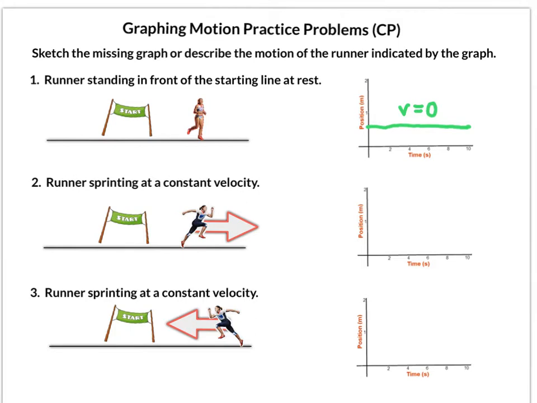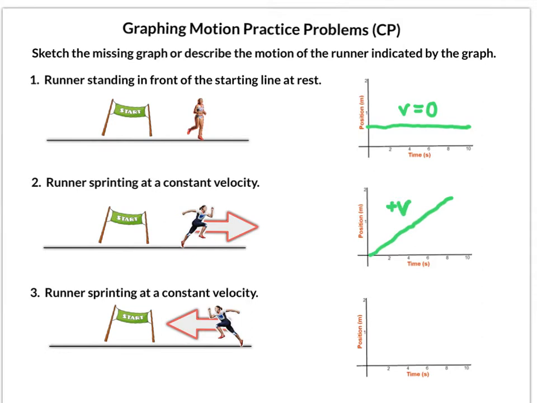All right, second one here. Now she's sprinting at a constant velocity away from the starting line. Again, slope corresponds to velocity. So she has a positive constant velocity here, and we need a slope that is positively constant. Okay, so our graph would look like that. We have a line of positive slope representing a positive velocity of our runner.